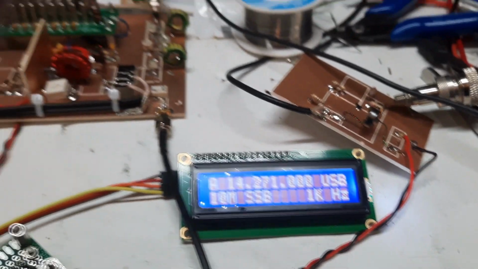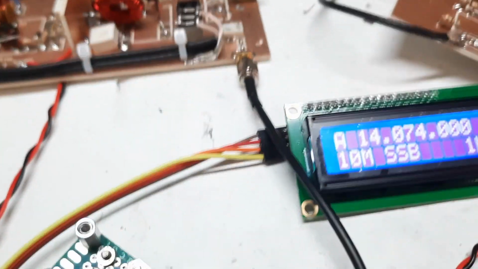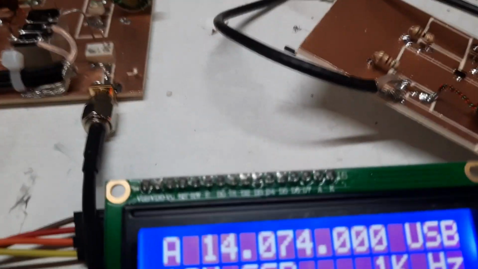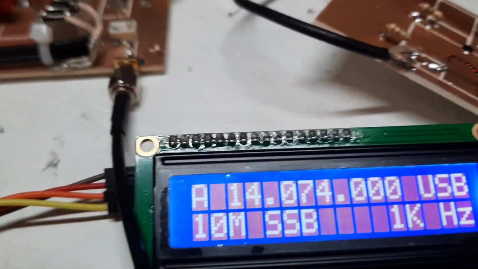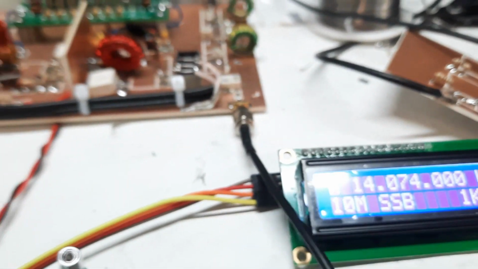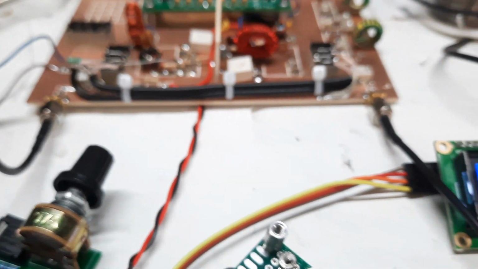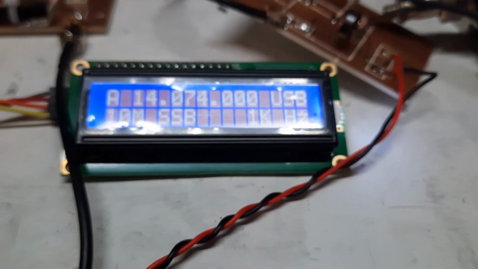Pete here. We're inhaling RF. So I'm encouraged by the operation here on 20 meters.